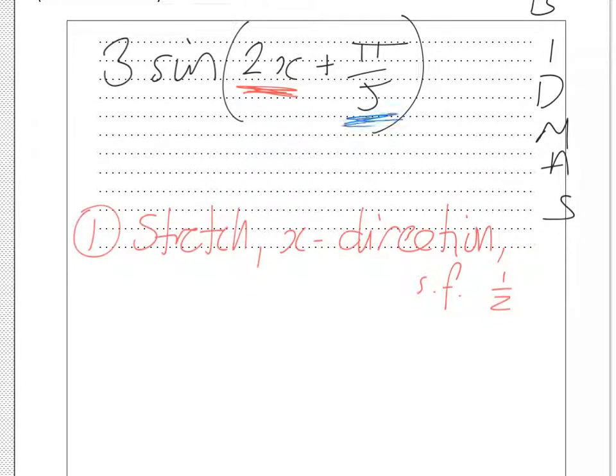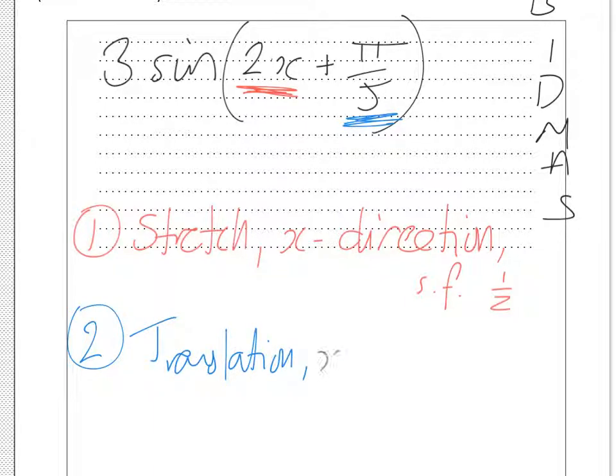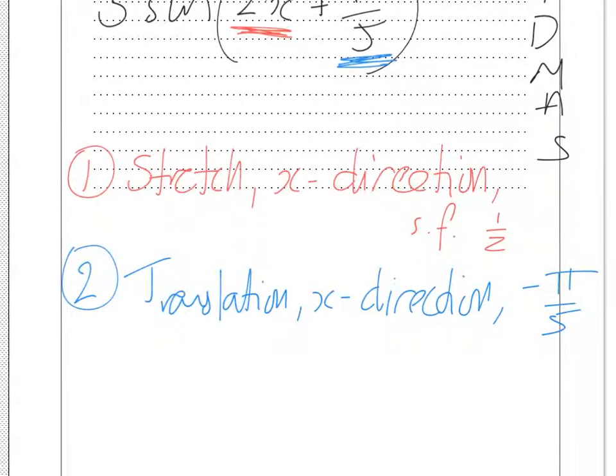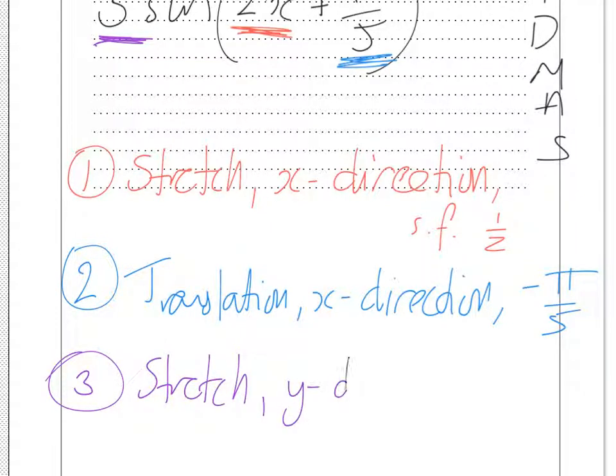Then we'll do the addition and the subtraction in the brackets, which is a translation in the x direction of minus pi by 5. It's gone to the left. Then the 3 here represents a stretch in the y direction, scale factor 3.